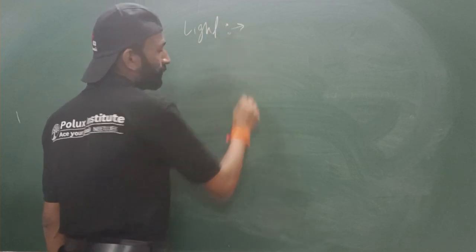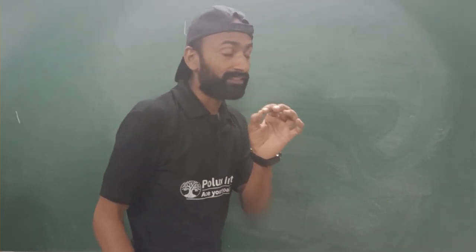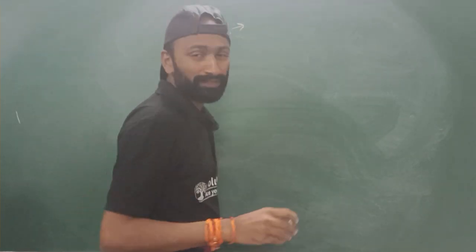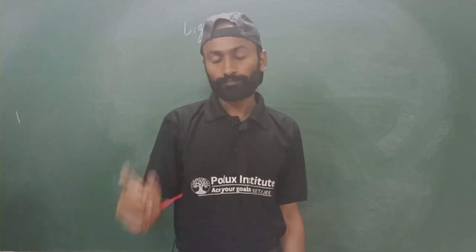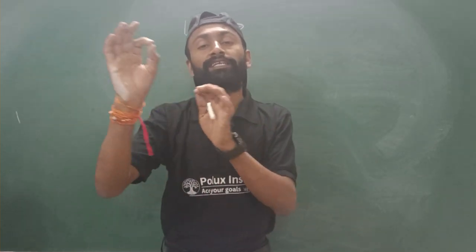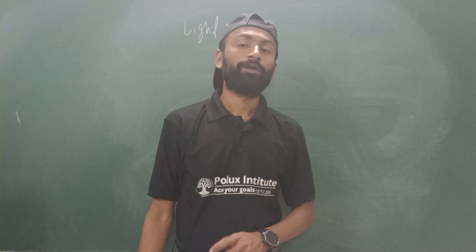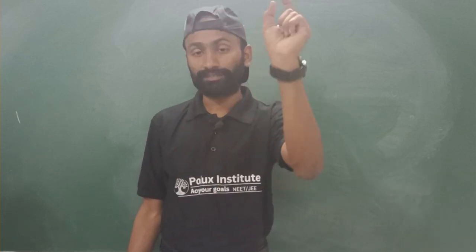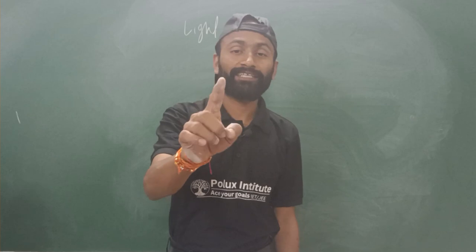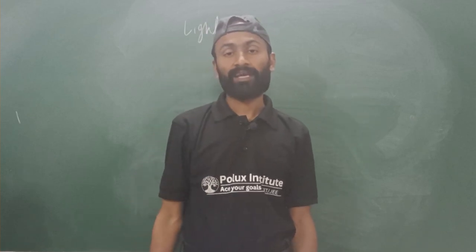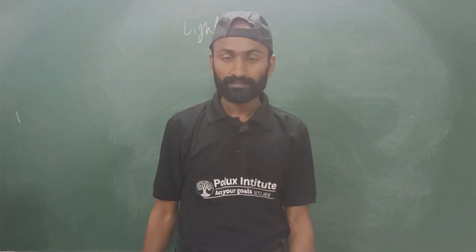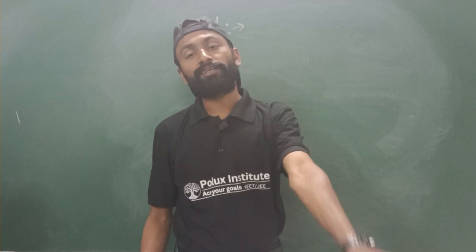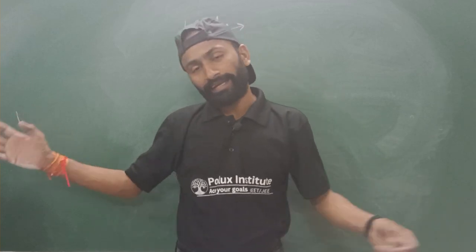The first thing, what is light? Try to understand. Whenever you are seeing any object, it is due to only and only light. If light is not available, you can't see. At night we can't see. When light is absent, we cannot find any object.